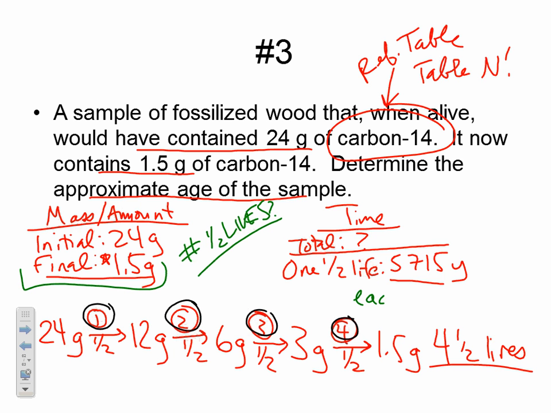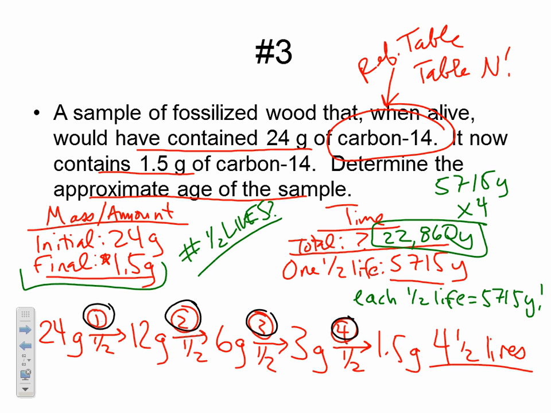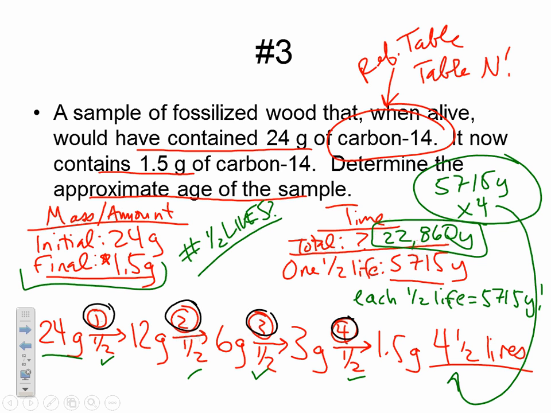Each half-life is 5,715 years. So if we just do 5,715 years times 4, because you let it sit for 4 half-lives, we can get the total time, and the total time, therefore, is 22,860 years. Right, this is what we're doing. The 4 came from the fact that we had to divide the 24 grams by 2 once, twice, 3 times, 4 times in order to get the 1.5 grams that the problem told us we ended with.